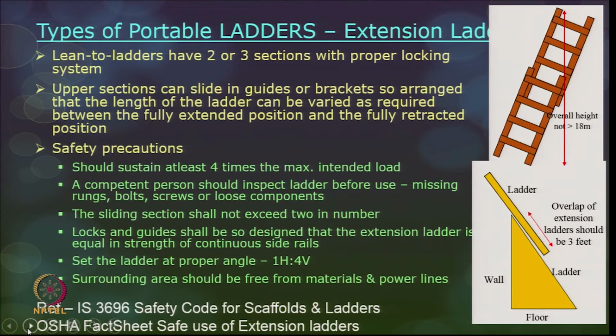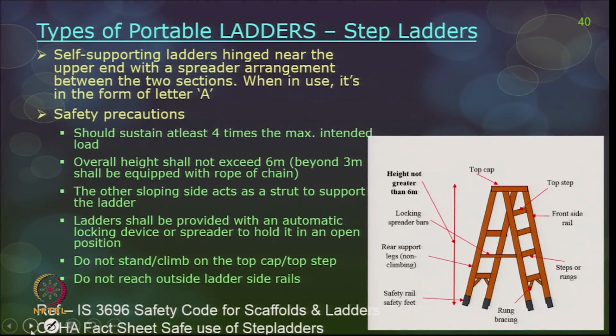Okay. And whenever extension ladders are overlapped, the overlap should be at least 3 feet in distance. That is as shown here. So, this is one ladder and this is another ladder, so this extension should be at least 3 feet. The overlap should be at least 3 feet.